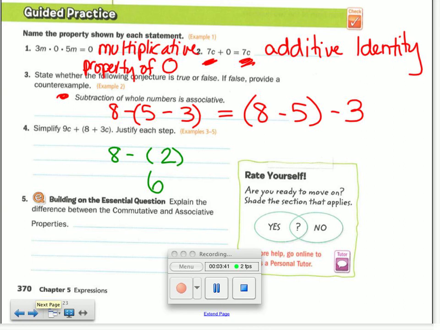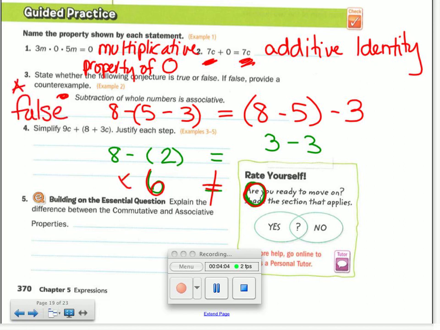So let's go ahead and solve the rest of the way. 8 minus 5 in parentheses first is 3, and then 3 minus 3 is 0. So would we say that 6 is equal to 0? Yes or no? No. So then we're going to go ahead and put that cancel through, and then you would also want to say false. So your answer would be false, along with this work to show or prove to me. This would be your counterexample.